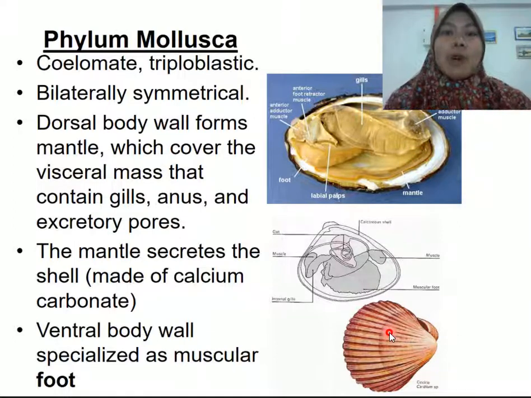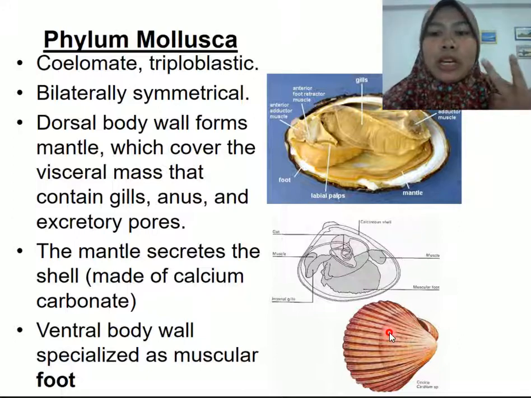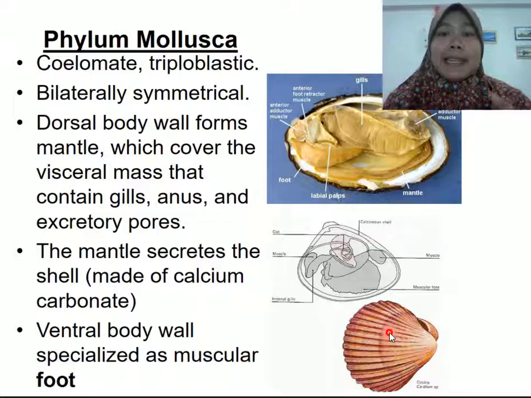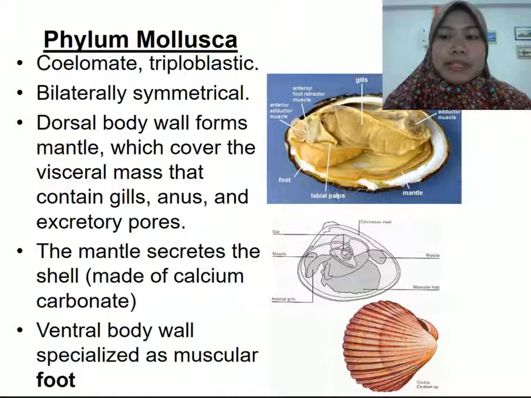So basically all mollusks have these 3 main parts: visceral mass, mantle, and also muscular foot. Of course, some mollusks do not have some of the structures. Later we are going to look at this.